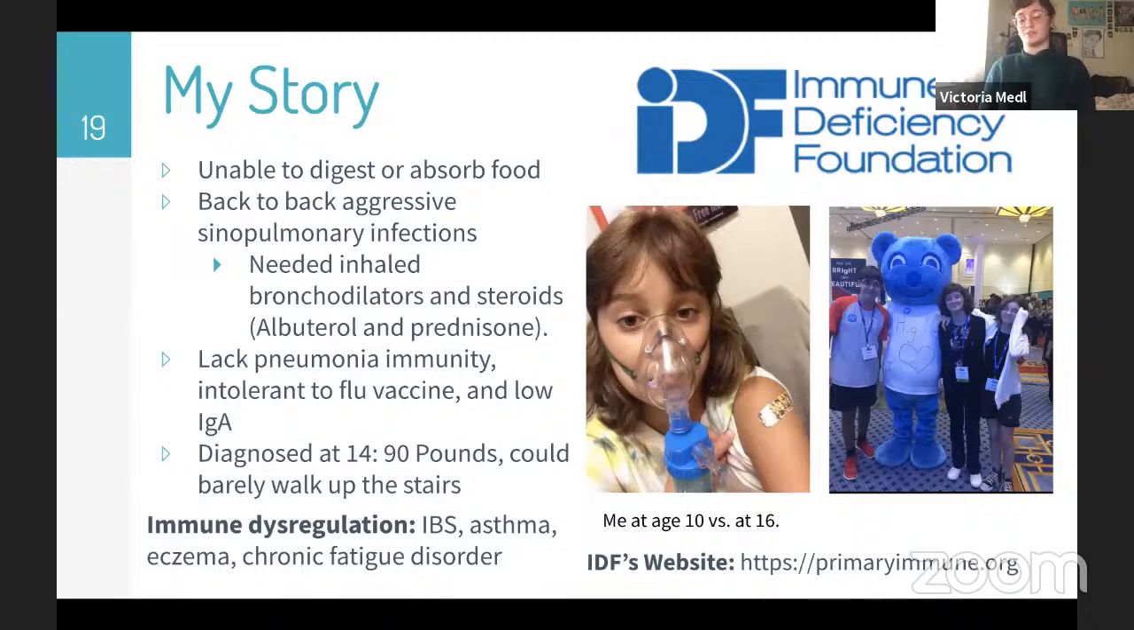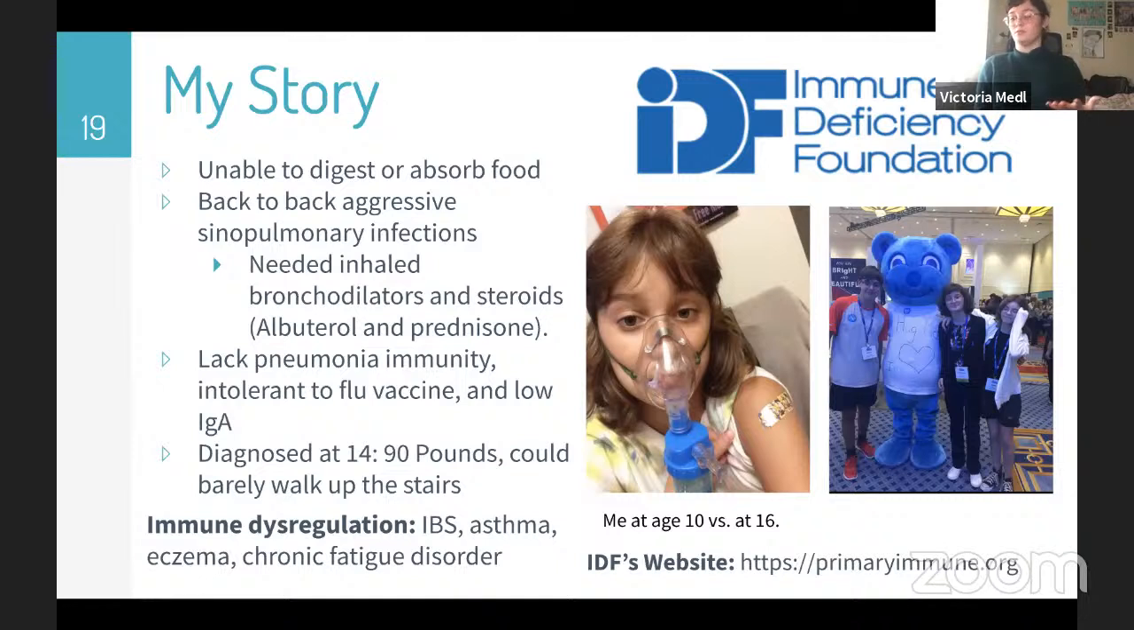They still labeled me as just sickly. And then when I was 14 years old, I was so sick. I went down to 90 pounds and I could barely walk up the stairs because I was so weak. I was so fatigued. It was the worst fatigue. I would sleep for 16 hours a day. And it really interfered with my quality of life.